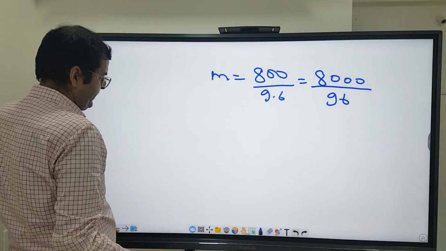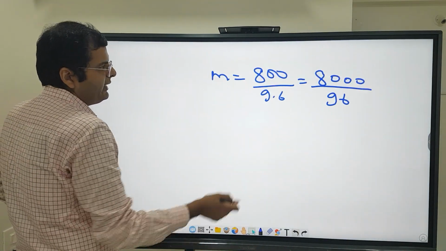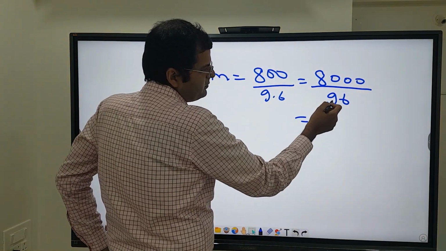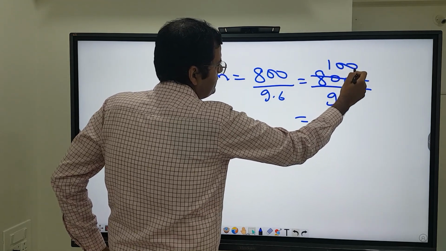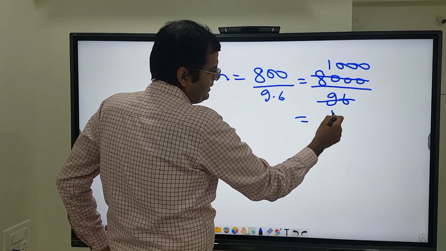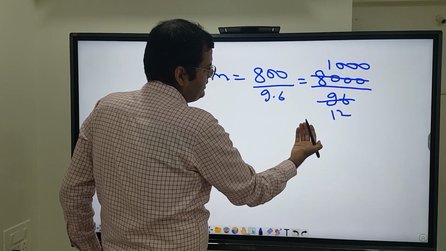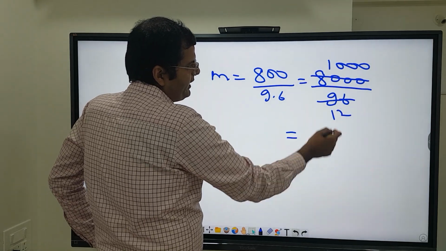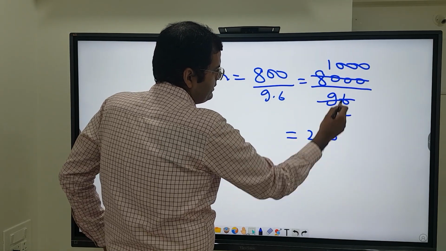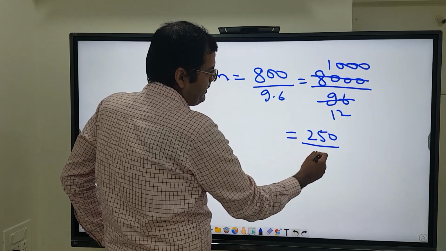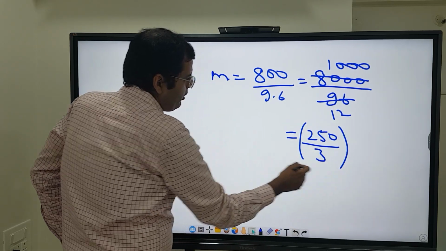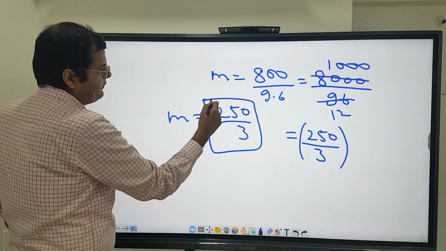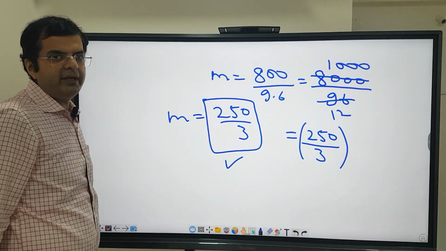We have to find M only, right? And M is 8000 by 96. Now if you divide this by 8, this is 8 into 1000, and 8 into 12 is 96. Further, this is all divisible by 4 again. 1000 divided by 4 is 250, and 12 by 4 is 3. So M is equal to 250 upon 3, which is what we have to find. So 250 by 3 is the right answer. That's how you solve this question.